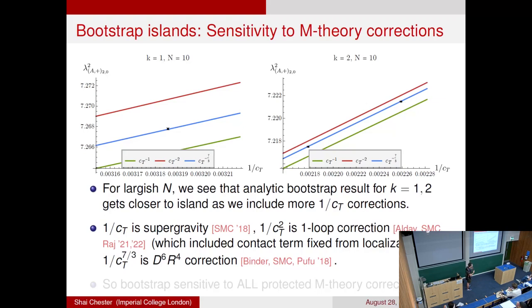So this is a much stronger result than what we have for N=4 super Yang-Mills. And in fact, D^6 R^4 is the last protected higher derivative correction. So all the protected higher derivative corrections have been captured by numerical bootstrap so far.